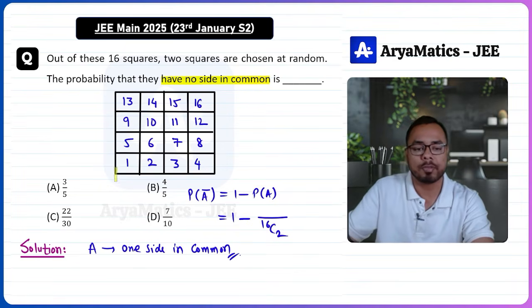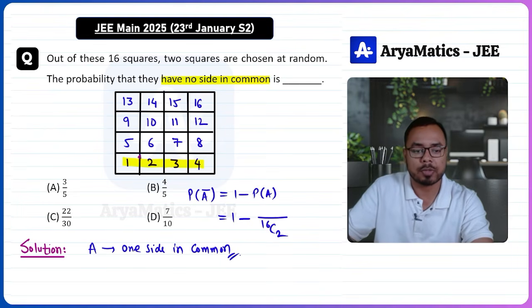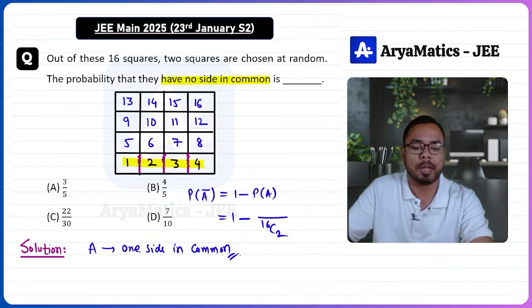So for a moment, let us focus on this first row. In the first row, we have four squares. If I select squares 1, 2, then we get one common side between those two, right? Similarly, if I select squares 2, 3, then also we can get one common side between those two. And if I select squares 3, 4, then also we have one common side between those two squares. So if I talk about row 1 only, there are three different ways in which you can select a pair of squares having one side in common: 1, 2, or 2, 3, or 3, 4.